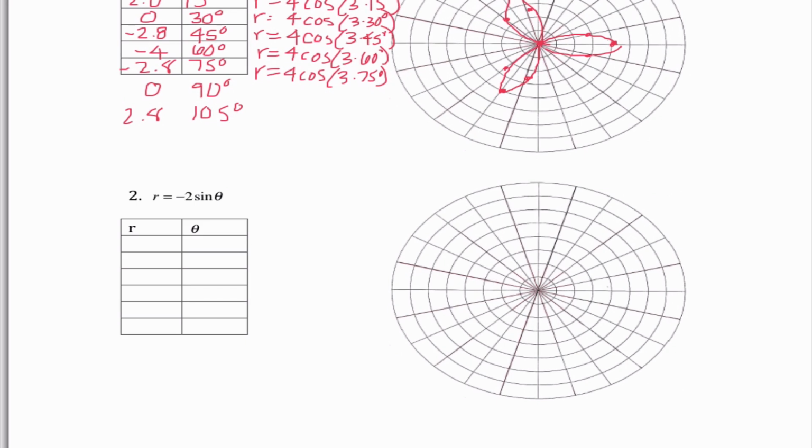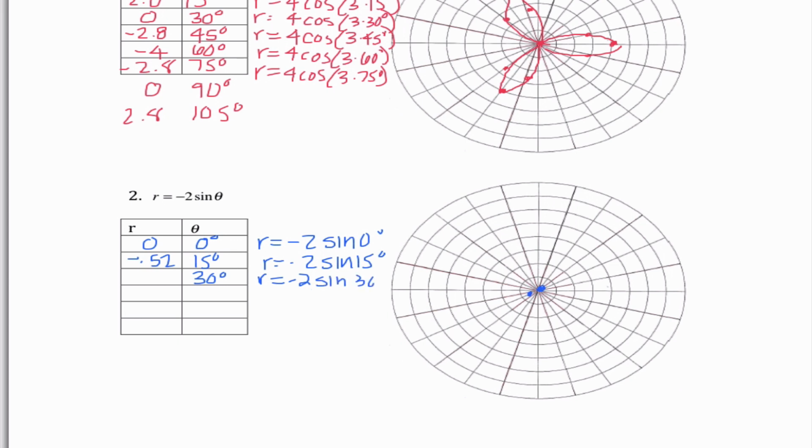Okay, and we're going to do one final one here. R equals negative 2 sine theta. So I'm going to start once again at 0 degrees. R equals negative 2 times the sine of 0 degrees, which is 0. So I'm going to start at 0. When I put 15 degrees in, R equals negative 2 times the sine of 15 degrees. And I get negative 0.52. Okay, so that means I'm going to go to the left negative 0.52 and 15 degrees, which would take me somewhere like there.